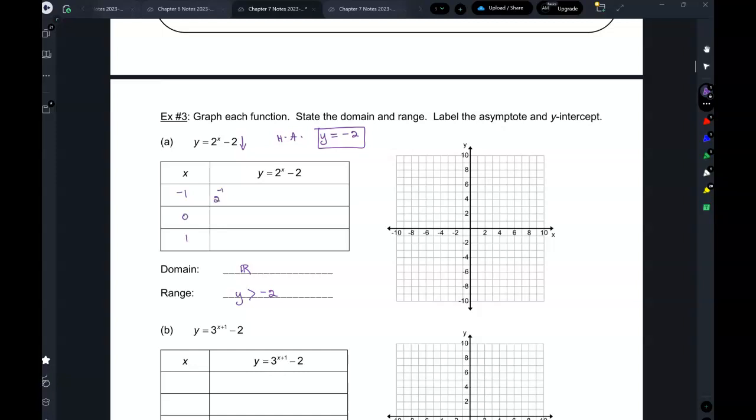So 2 to the -1, -2, is 1/2 minus 2, which is -3/2. 2 to the 0, that's the y-intercept, is 1, -2, is -1. And then 2 to the 1 minus 2, that's 0.